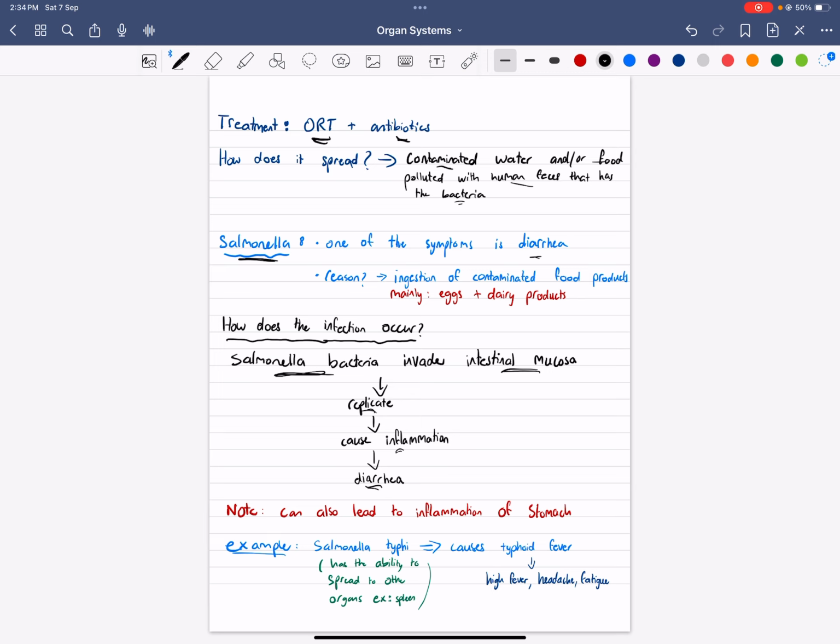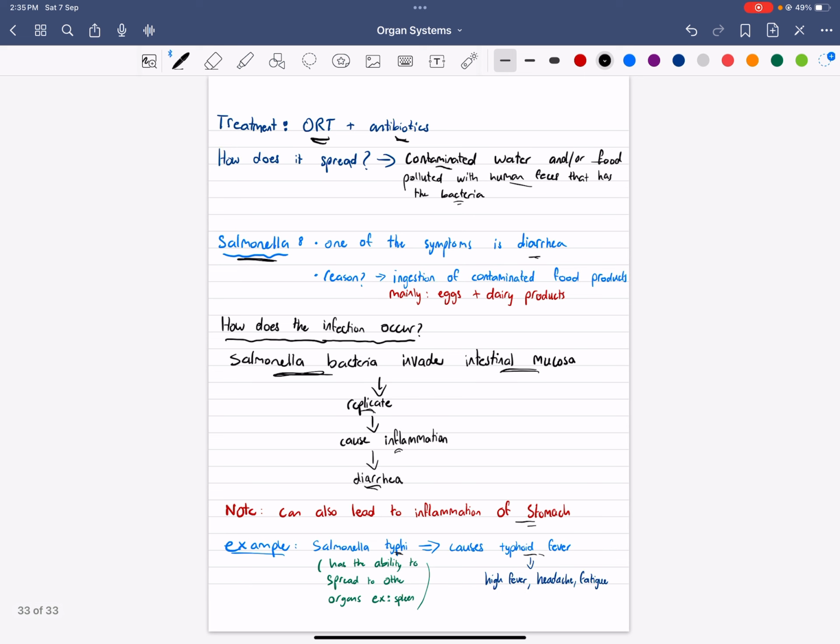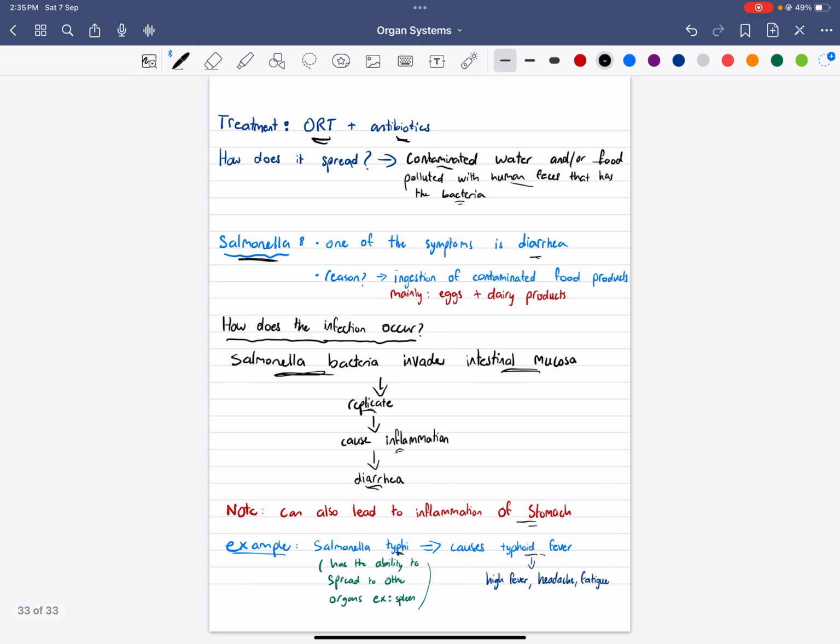And it can also lead to the inflammation of the stomach. So it spreads throughout our body. An example would be Salmonella typhi, which causes typhoid fever, which is usually high fever, headache, and fatigue. And this Salmonella typhi has the ability to spread to other organs of our body. For example, it could spread into our spleen also. That's it for the human digestive system.